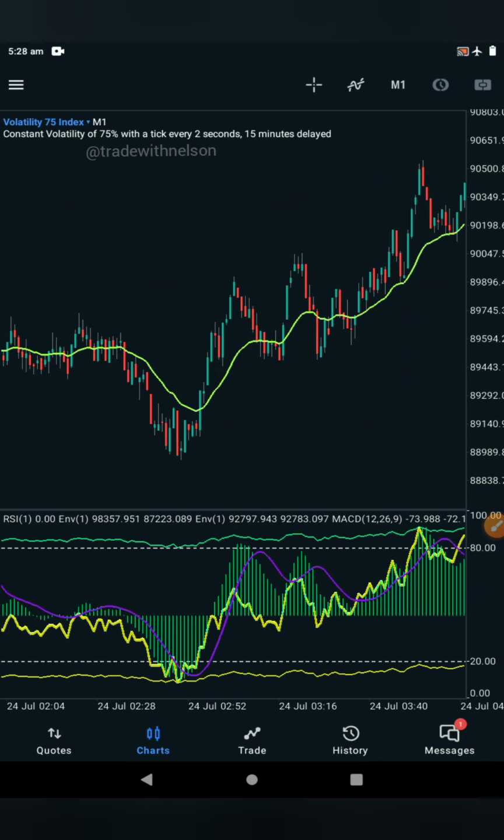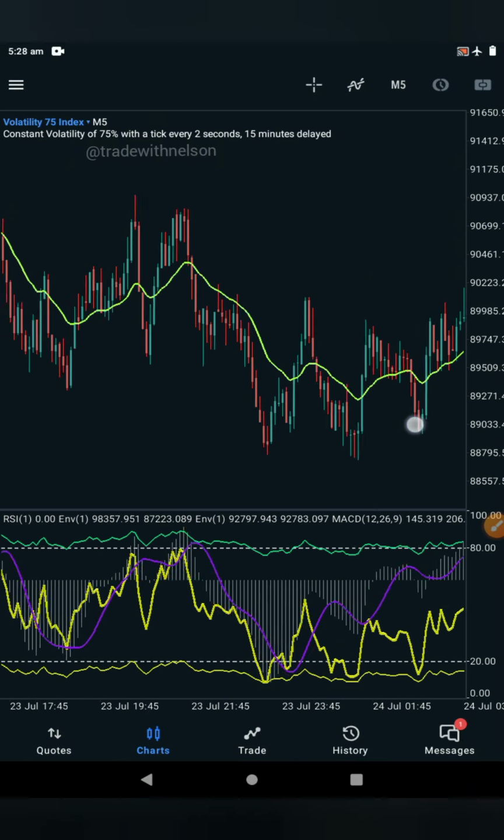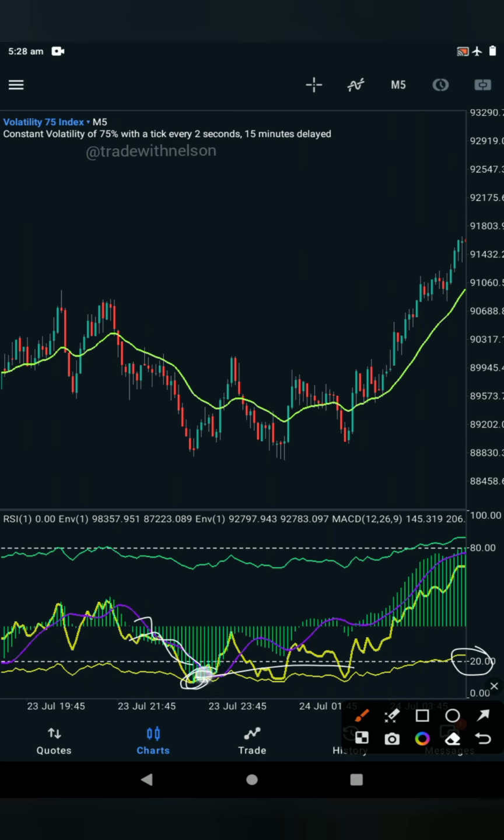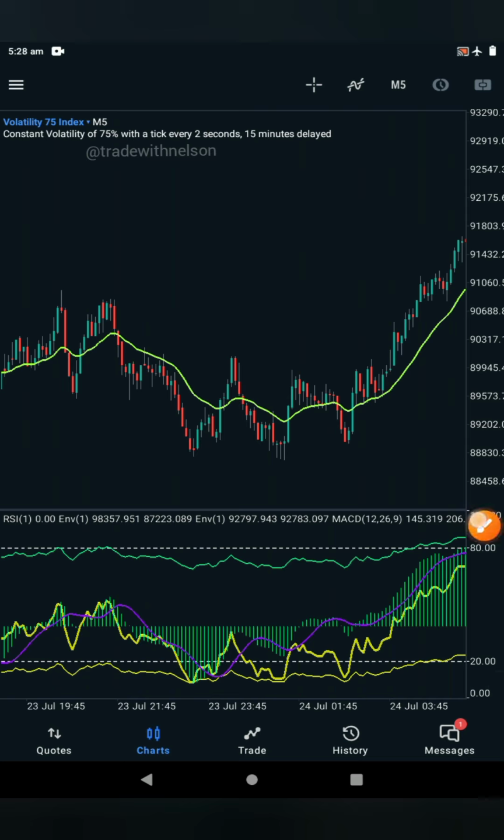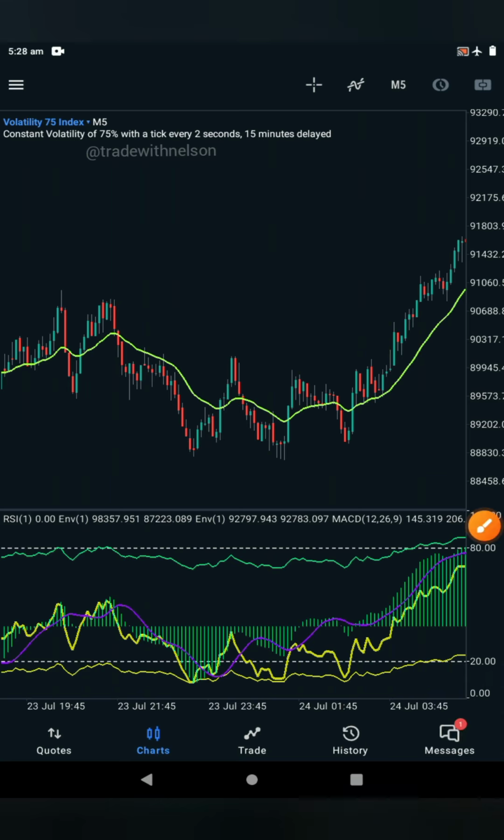So what are we looking for? First thing we want to do is go to our 5 minute time frame. In our 5 minute time frame, you want to pay attention to when this purple line and yellow line dip into the 20 level, touching this yellow line below over here. Once you have the touch, just like here, you want to see a market break of structure to the upside. Then after the break, you want to look for an entry to take your trade to the upside.